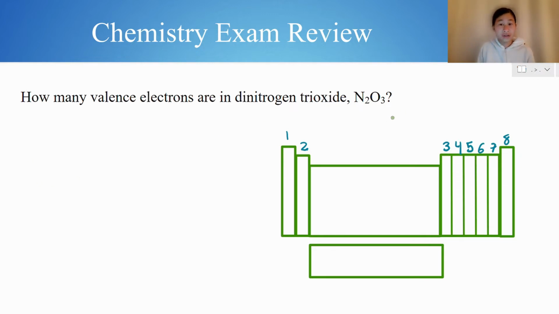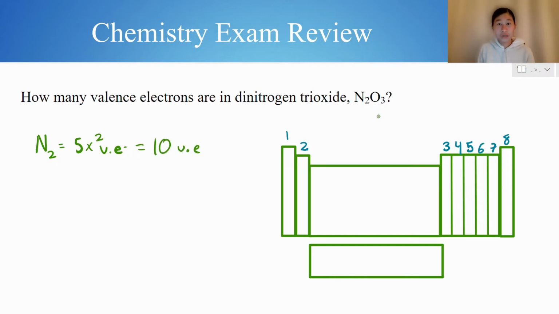Now let's look at a periodic table. Nitrogen is in group 5. So nitrogen has 5 valence electrons, so VE, valence electrons, but there are 2 nitrogens. So what we're going to do is multiply 5 times 2. Okay, and this is going to give us 10 valence electrons.